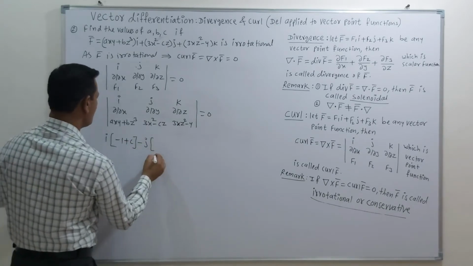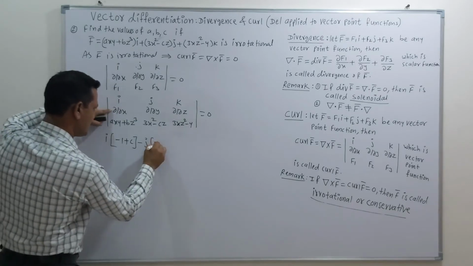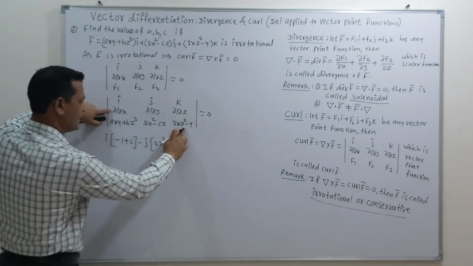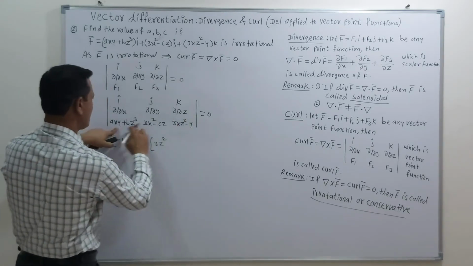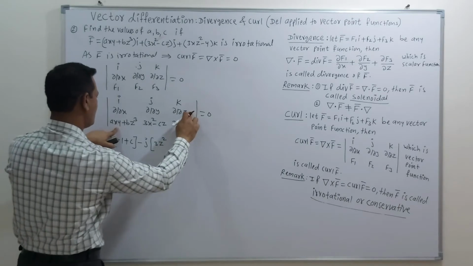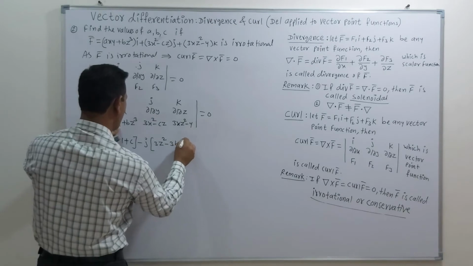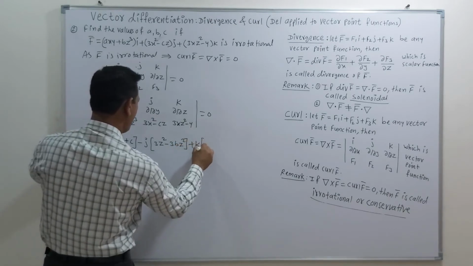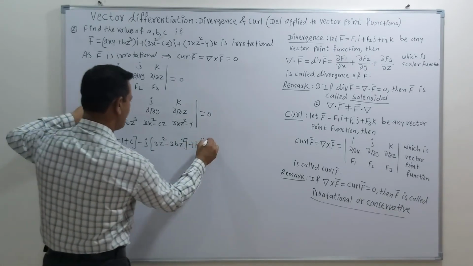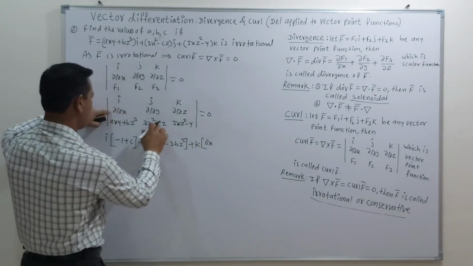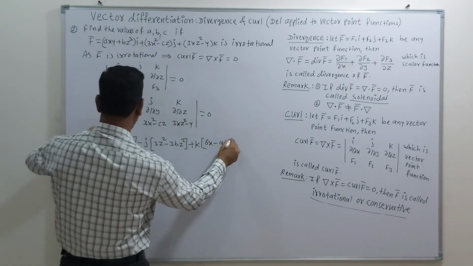Minus j into, again take the partial derivative of this term with respect to x. So this is 3z², after taking the partial derivative with respect to x, y and z are constant. Similarly, take the partial derivative of this term with respect to z. This partial derivative is −3bz². Plus k into, now take the partial derivative of this term with respect to x, which is 6x. Then again take the partial derivative of this term with respect to y, which is −ax.